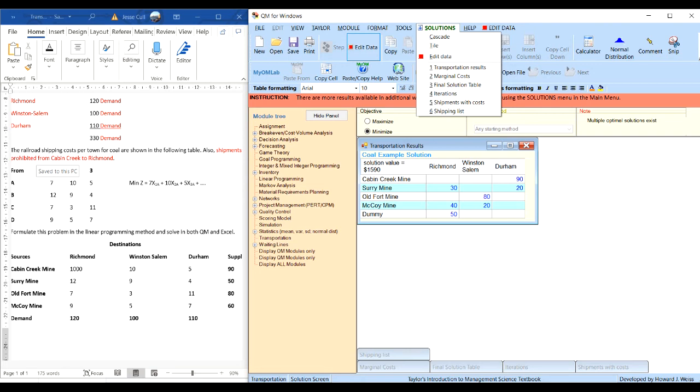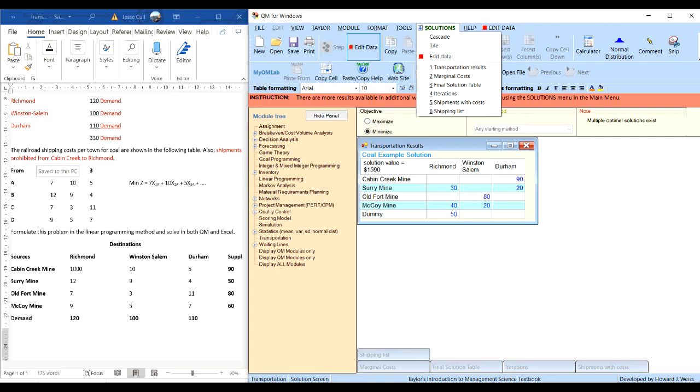We look down here. They required 110, they received 110. Winston-Salem required 100, they received 100. Richmond required 120, they received 70. So what we can see in that situation is we're showing over here that we are 50 tons short in Richmond.